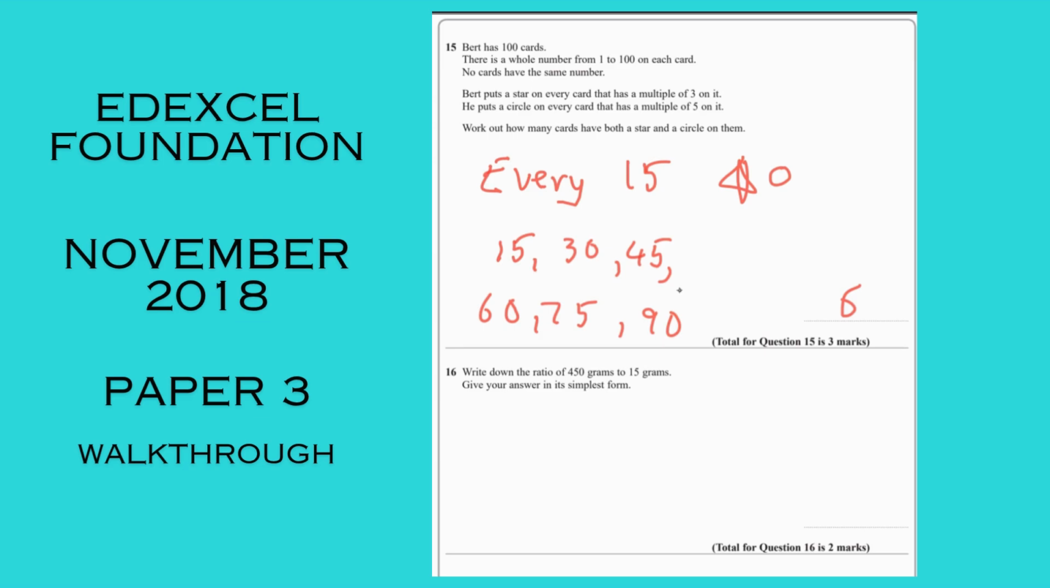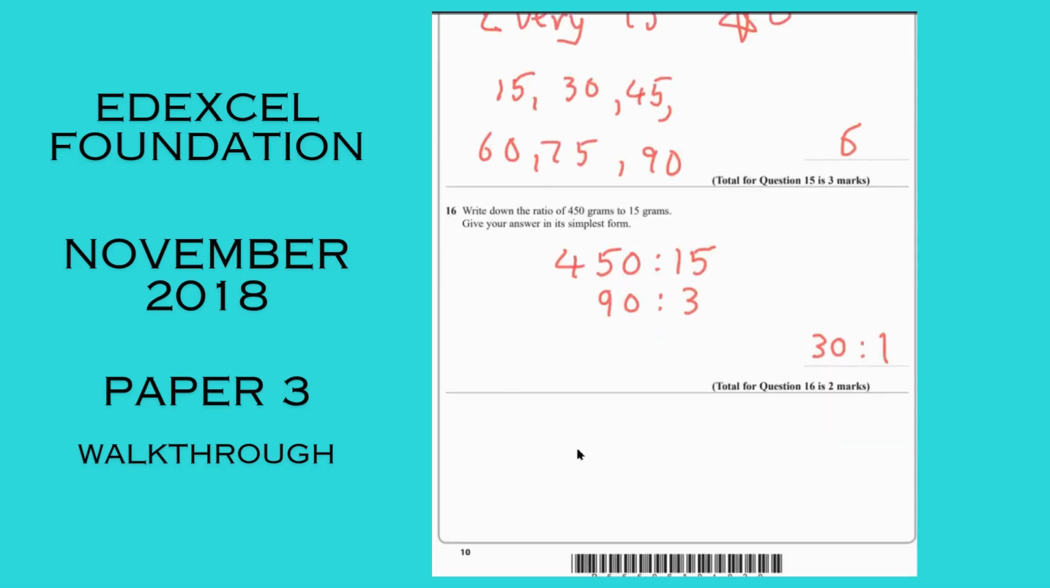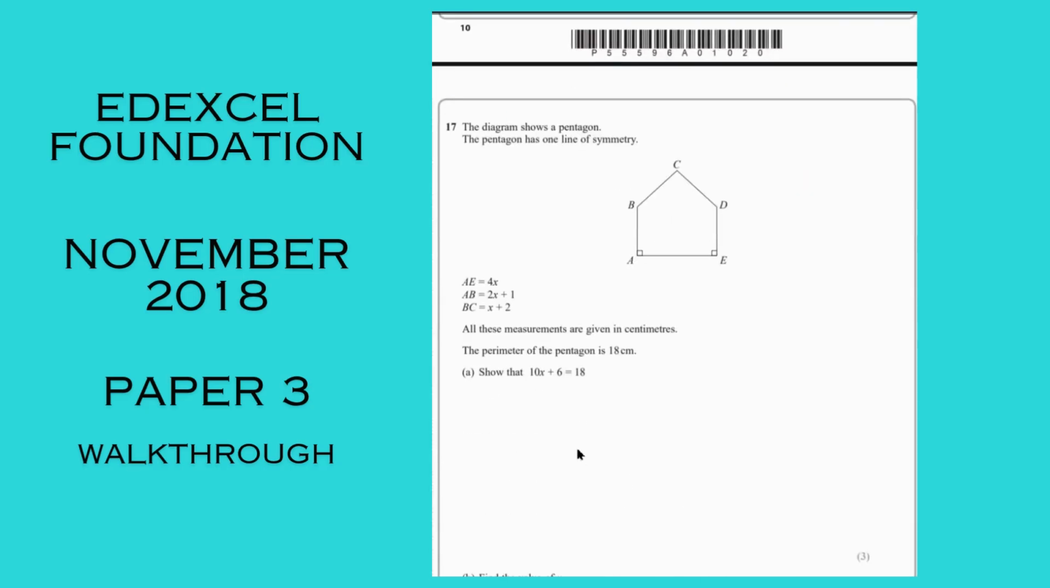Question 16. You've got 450 grams to 15 grams. Now, you can use your calculator to cancel things down, or you could go multiple steps. Just divide the left and the right by the same number until you can divide no more. Final answer of 30 to 1.